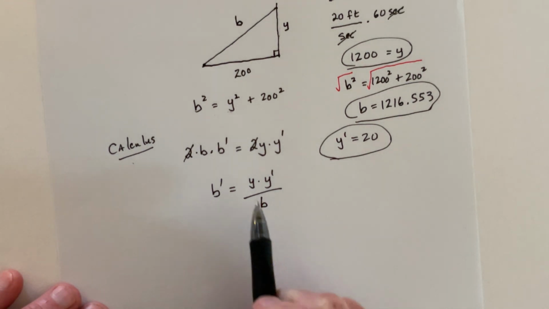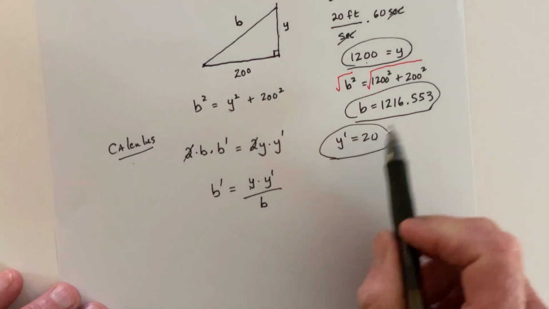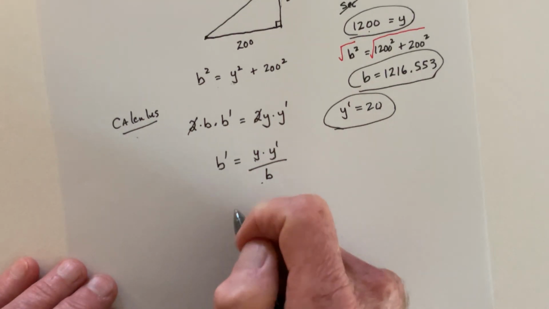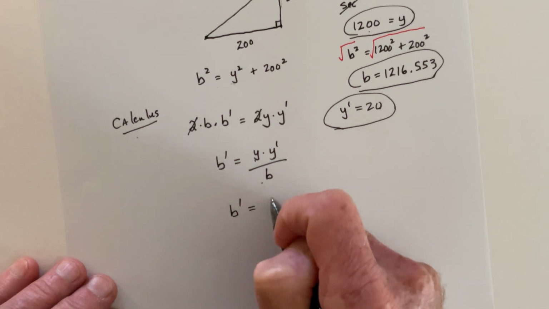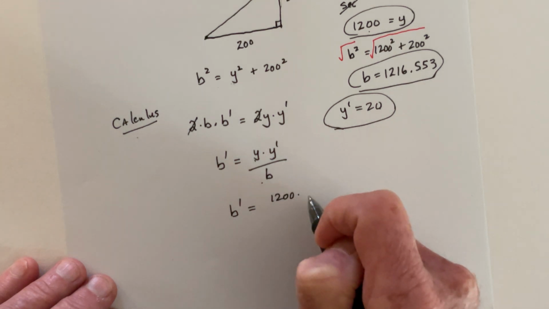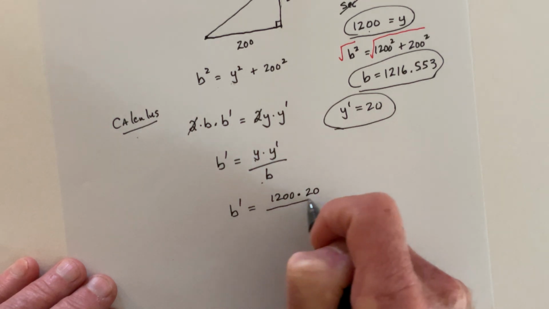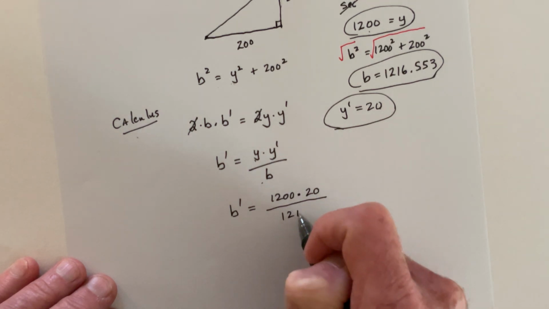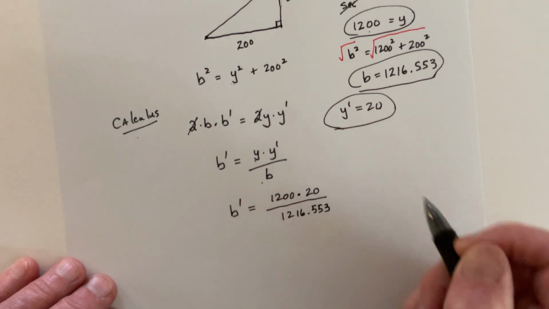All right, now plugging in the y is the 1200, the y prime is the 20, and the b down here. So b prime is going to equal, the y is 1200, the y prime is 20, and the b is 1216.553.